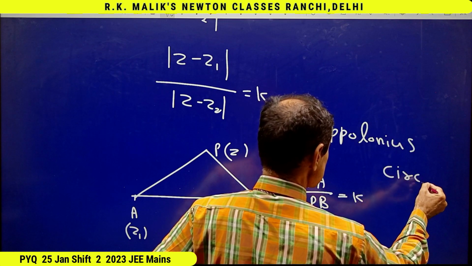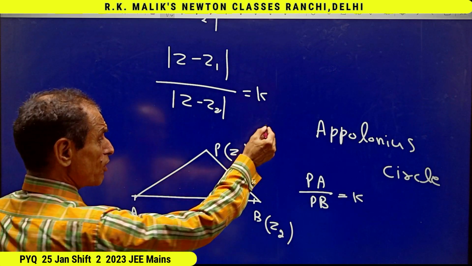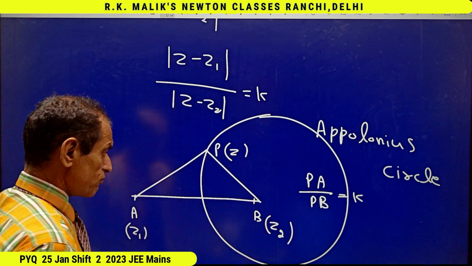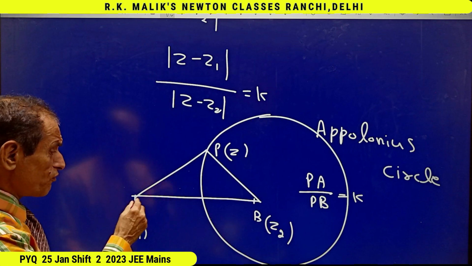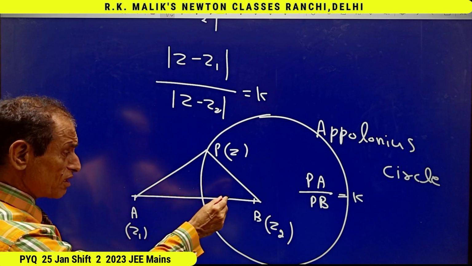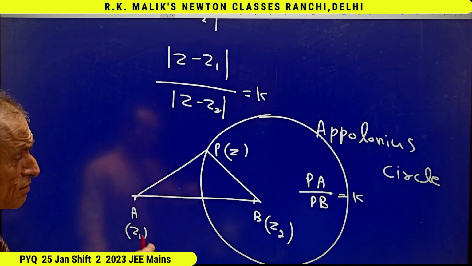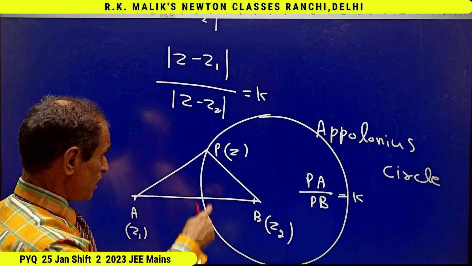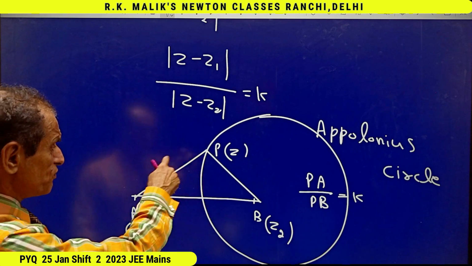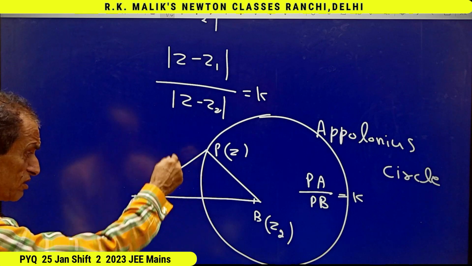Apollonius circle. That is, the circle will be of this form, for which out of A and B, one point will be outside the circle, and the other point will surely be inside the circle. Note that the circle will be on this side if PA upon PB is more than 1, and if PA upon PB is less than 1, the circle will be of this type.